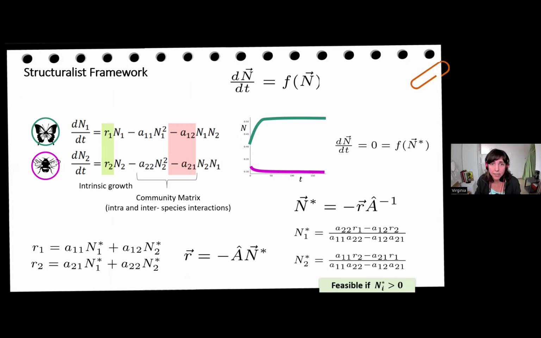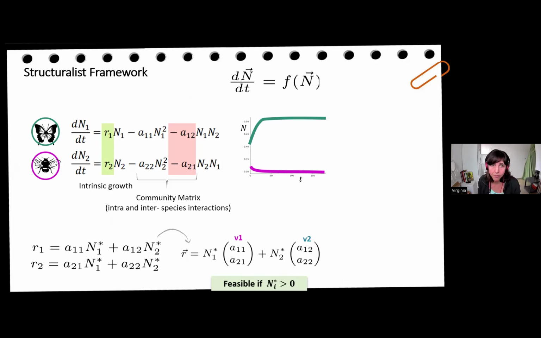But what is more important is that I'm only going to be interested in values of N star that are either 0, meaning the species are extinct, or more important, above 0, because negative populations do not make sense in ecological terms. I cannot have a negative population. So we will say that the community is feasible, and we will be using this for the rest of the day probably, if all species have populations that are above 0. Okay, so my condition of feasibility is that one.